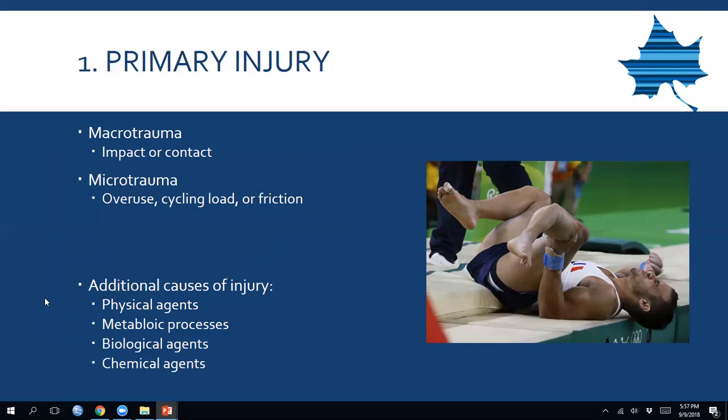And we can see some other things. So physical agents are going to be the more injury that we think of. We can also have metabolic processes causing injury, biological, and chemical.